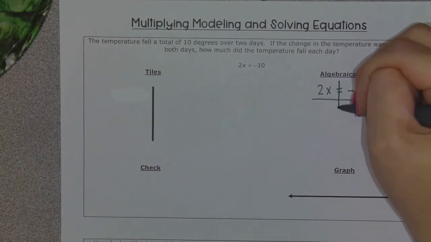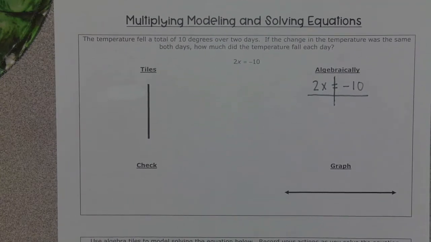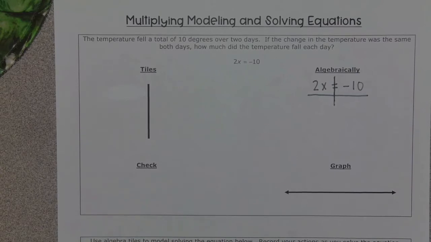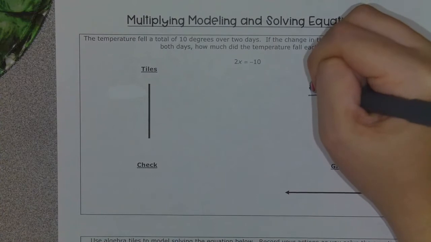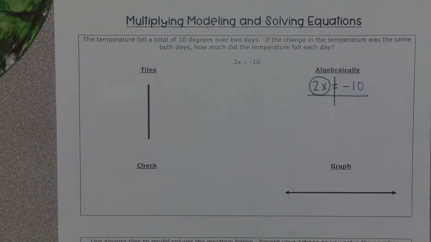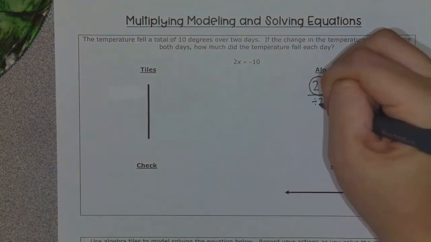And then remember, my whole goal of one-step equations is to isolate the variable or to get rid of what's bothering the x. So again, I'm looking for a number and an operation that's bothering the x. So what's happening here is I am multiplying by 2. That's what's bothering the x. So I need to do the opposite operation. So the opposite of multiplying by 2 would be dividing by 2.